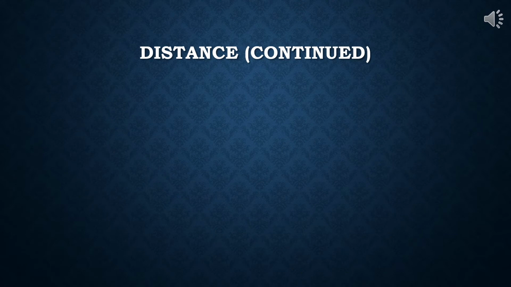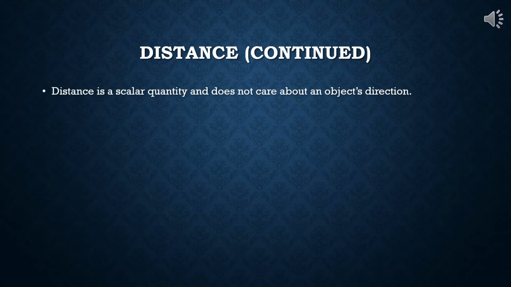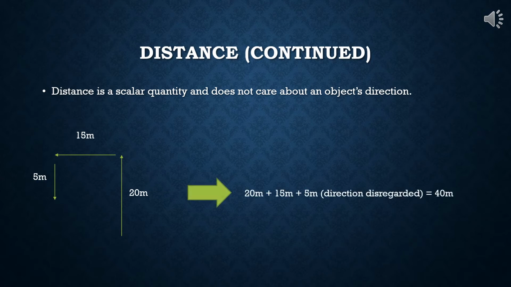Additionally, distance has nothing to do with direction, or which way an object is going. It really just cares about how far something is traveling in total, which makes it a scalar quantity. If an object moved 20 meters north, then 15 meters east, and then 5 meters south, we know in total it traveled a distance of 40 meters, and we really didn't need to know what direction it went to find that. Thus, distance is a scalar quantity, because again, direction is irrelevant to find distance. Distance only takes how far into account.